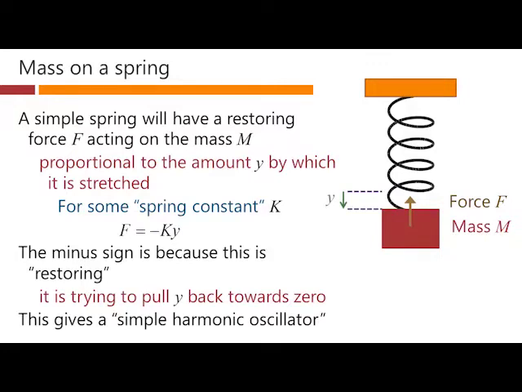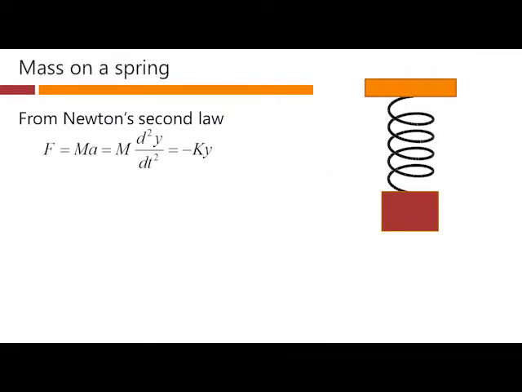So let's look at the math of that. From Newton's second law, of course, force is equal to mass times acceleration. Acceleration is the second derivative of position with respect to time. So that's the force, and we know that our restoring force from the spring is minus k times y, where k is our spring constant, how difficult it is to stretch it, basically. So we can flip this around, and that gives us d²y/dt² equal to minus k over m times y. And for the moment, we'll call that minus omega squared y. The reason for that will become obvious very quickly.